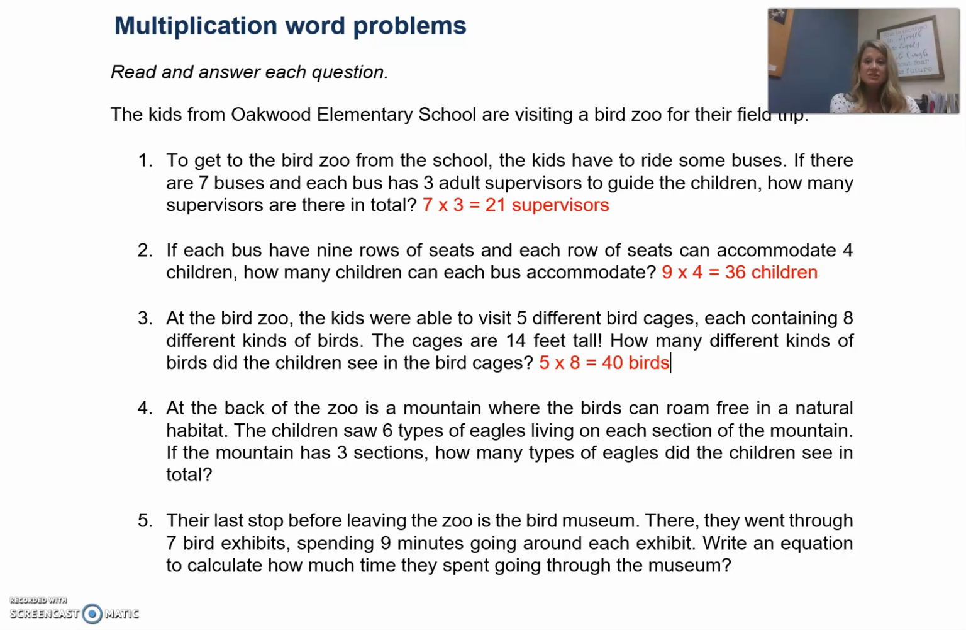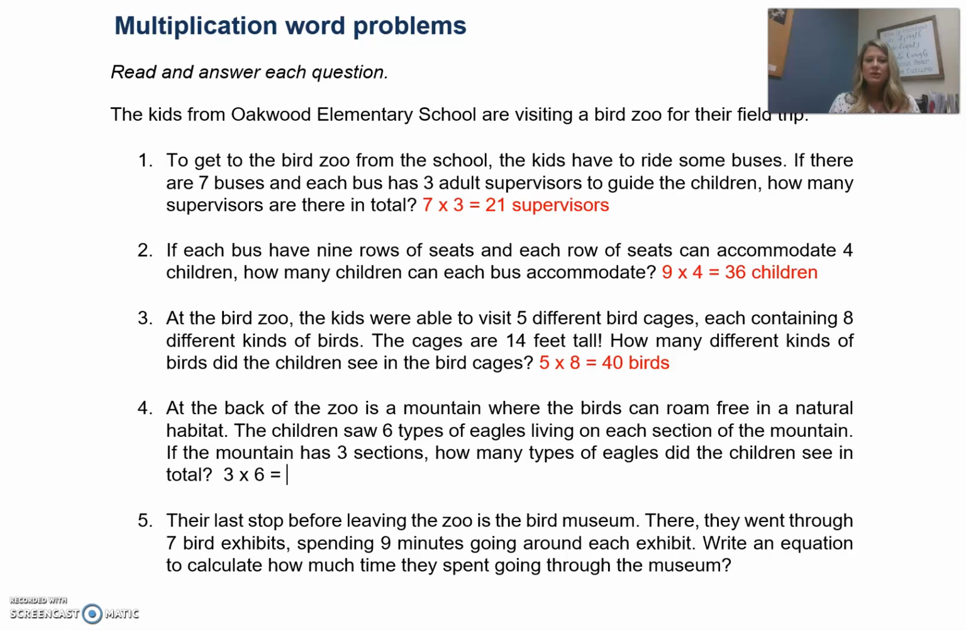Our groups are the sections, right? Those 3 mountain sections. And then what's repeating are the 6 types of eagles. So we will have 3 times 6, and using our multiplication of either repeating 3 6 times or saying, hey, I know that 3 plus 3 is 6, and then if I just do that 3 times, I'll get the same thing just using your number sense. Any of those are great ways, or if you just want to repeat, that's fine.